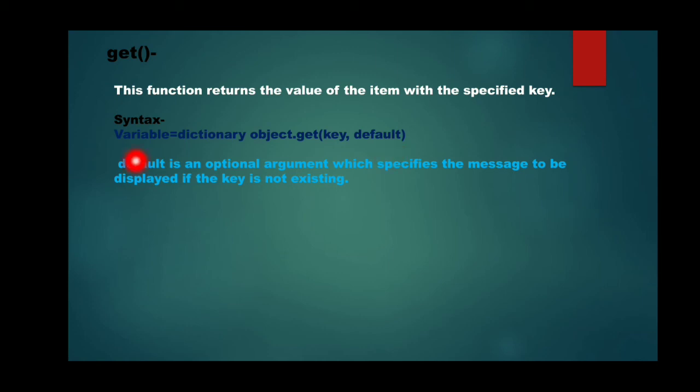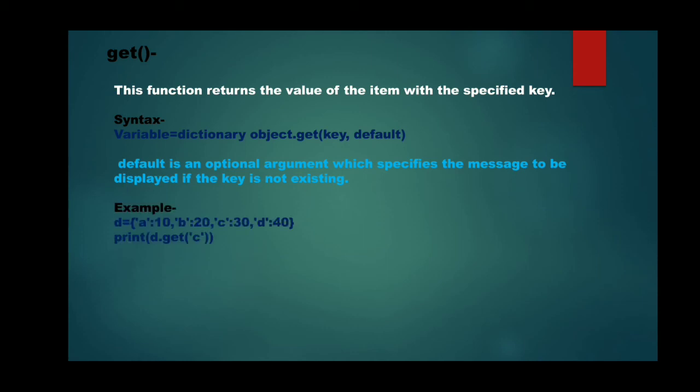Variable, which will contain the value of the key that is provided, is equal to dictionary object dot get, and within parentheses first we specify the key whose value is to be extracted, and the second argument, the default argument, specifies the message you want displayed if the key does not exist. Because if you do not provide this argument, it will flash an error in case the key does not exist. So you can provide your own message.